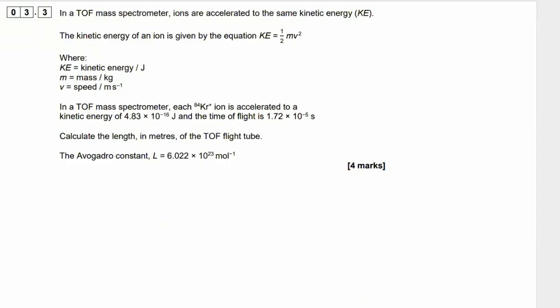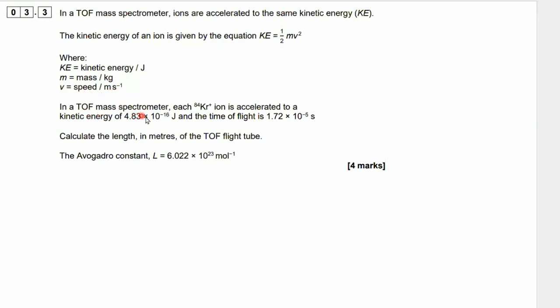4 marks. Let's go. In a time-of-flight mass spectrometer, ions are accelerated to the same kinetic energy, aren't they always? The kinetic energy of an ion is given by the equation KE equals half mass times velocity squared. So we're going to have to use that equation, where kinetic energy is measured in joules, mass in kilograms, and velocity in meters per second.